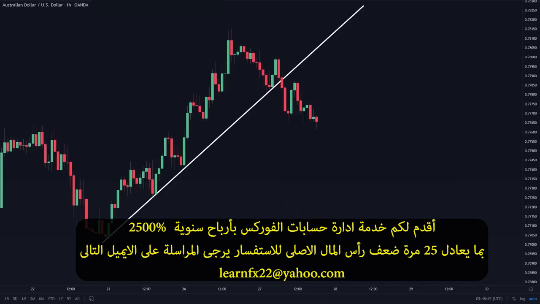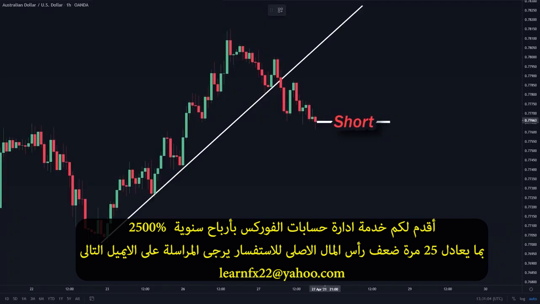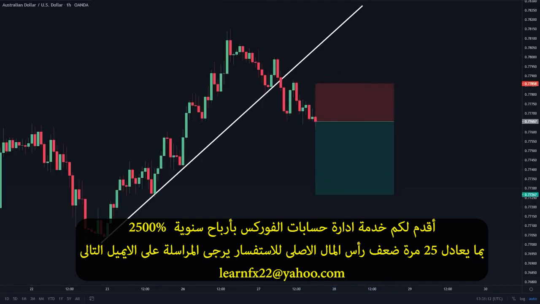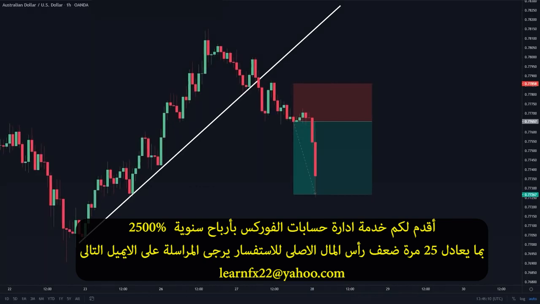And so this is a good opportunity to enter a short position. And for your exit strategy, you can place your stop loss at the nearest key level and set your profit target at a 2-to-1 risk ratio. And as you can see, this ends up being another profitable trade.